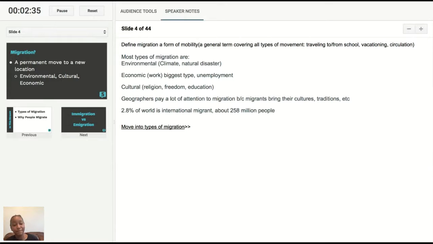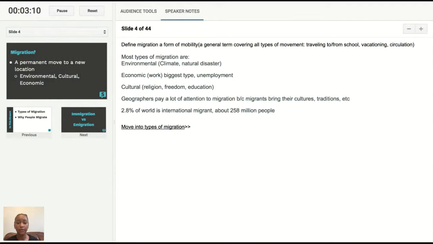So yeah, geographers pay a lot of attention to migration because when migrants move, they bring their cultures and their traditions and their values from their home countries to their destinations, and this can really influence a country and the whole makeup of it. When there's a lot of migration, it can change what's going on in a country. It can change its culture, it can change its customs. So geographers pay a lot of attention to this type of mobility.